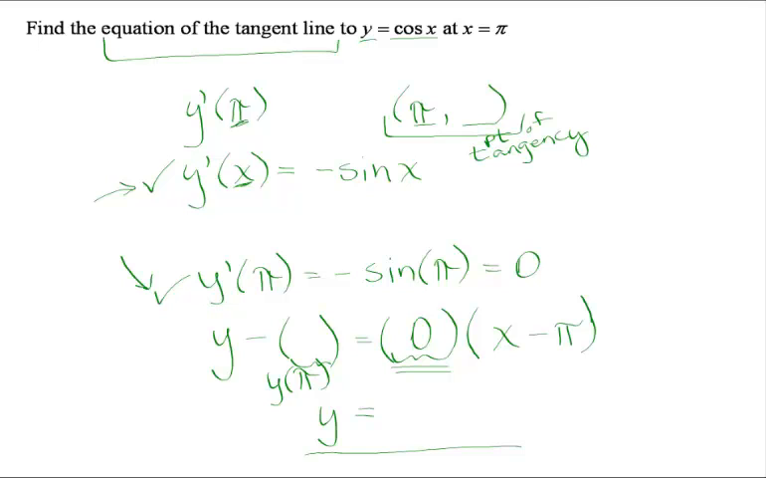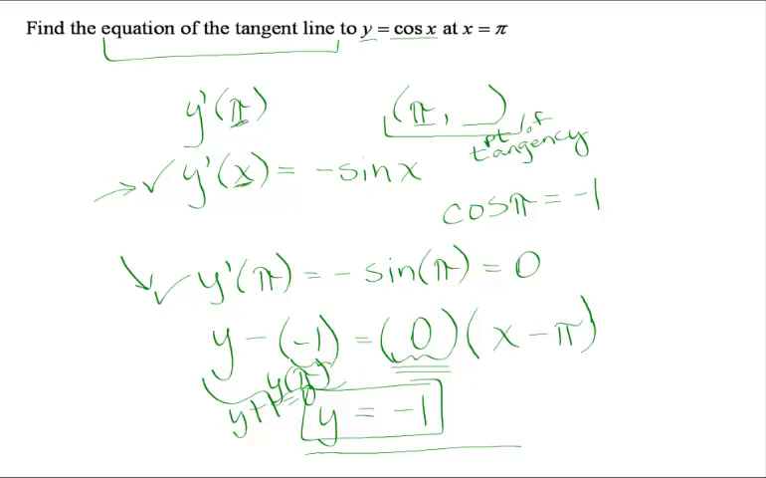So the cosine of pi is -1. This cleans up to y plus 1 equals 0. So there is the equation of the tangent line to y equals the cosine of x at x equals pi.